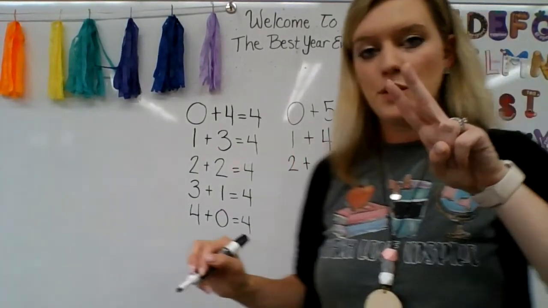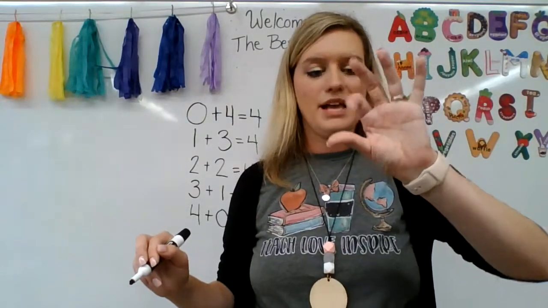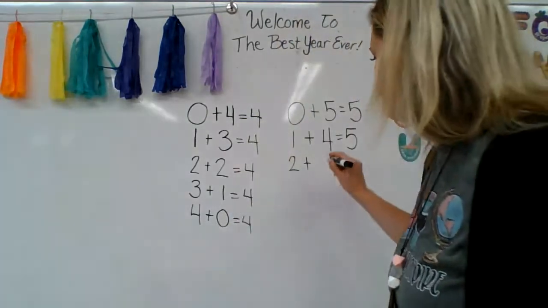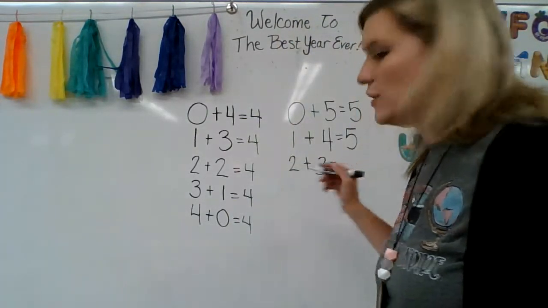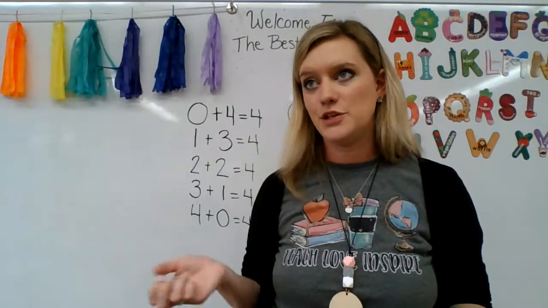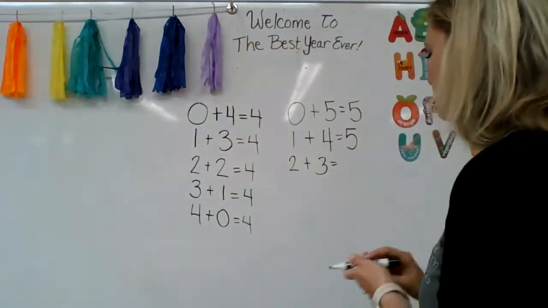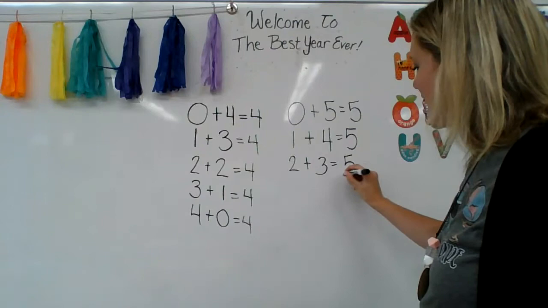If I have 2, then you need to get to 5. Okay, so I'm going to put my 2 fingers down. How many more do I need? 3. Or you could start at 2 and count up to 5. So I'm at 2, 3, 4, 5. I need 3 more. You can do that too. 2 plus 3 equals 5.